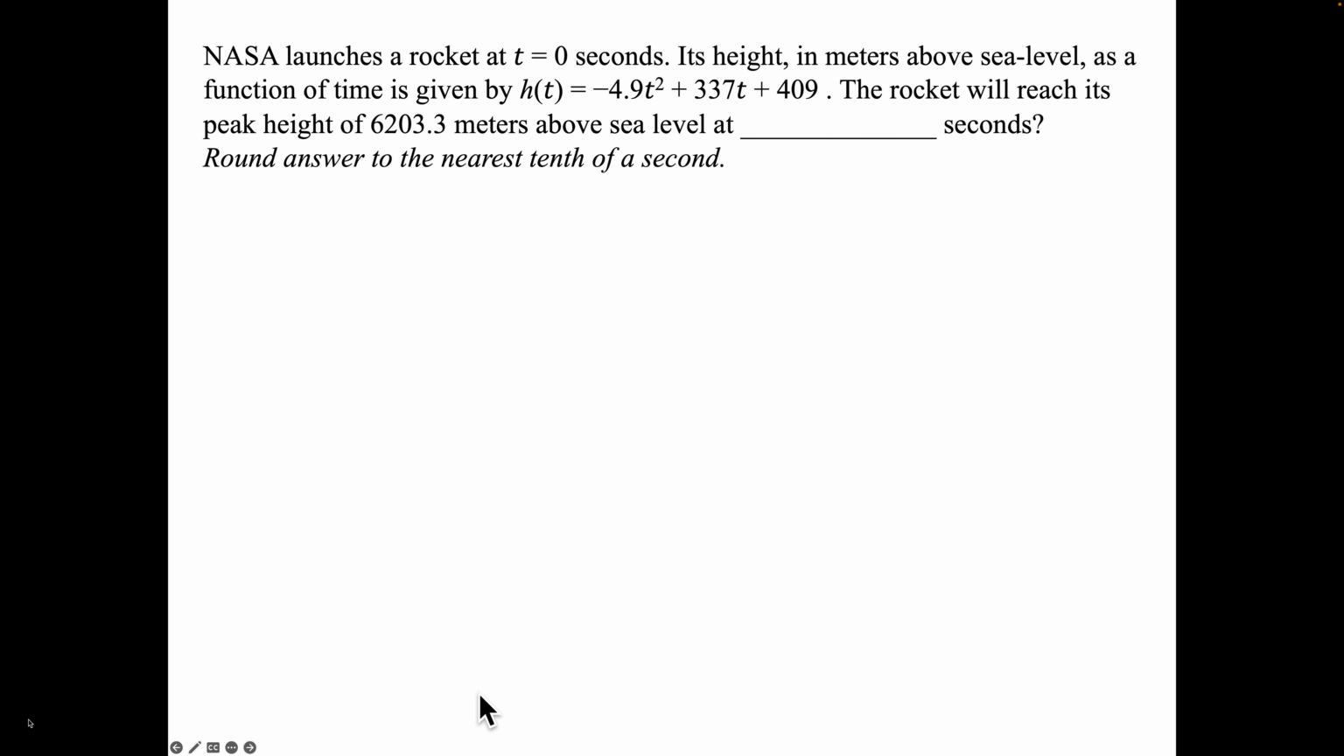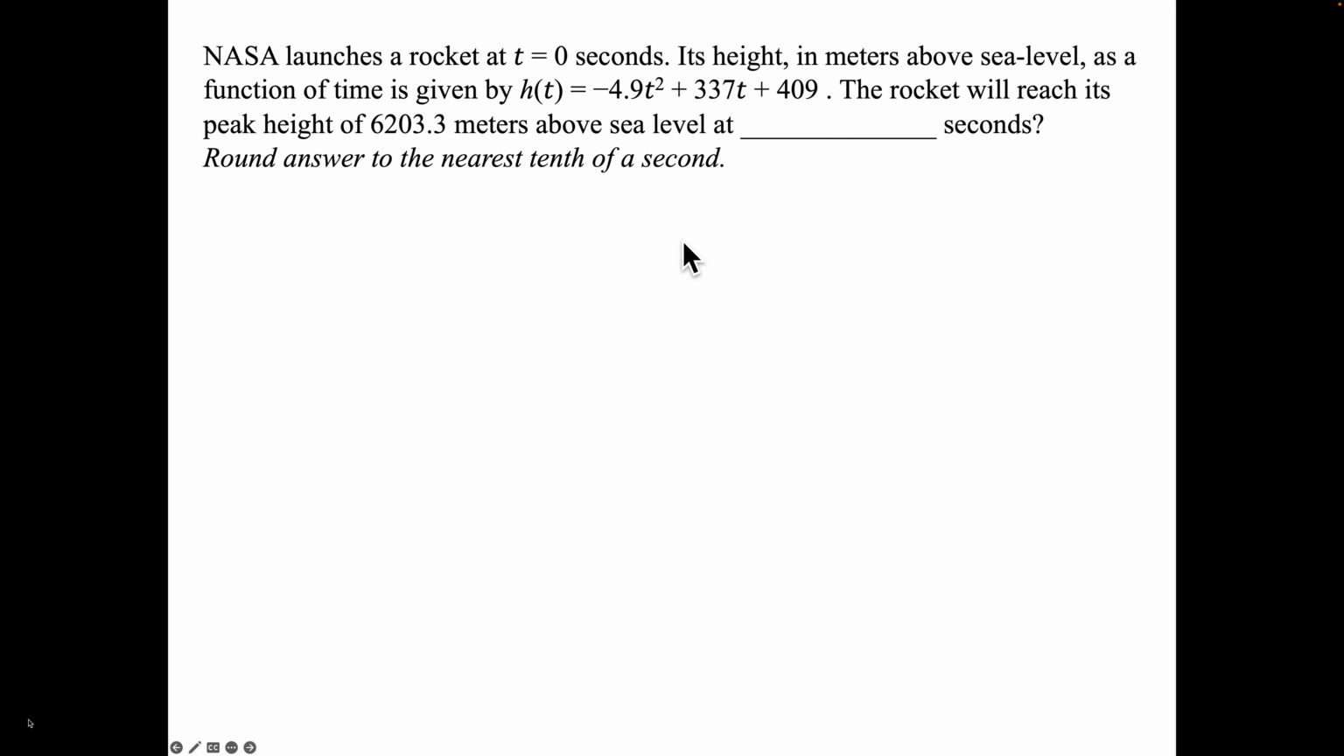All right, NASA launches a rocket at t equals 0 seconds. Its height in meters above sea level as a function of time is given by h of t equals a negative 4.9 t squared plus 337 t plus 409. The rocket will reach its peak height of 6,203.3 meters above sea level at how many seconds? Round to the nearest tenth of a second.